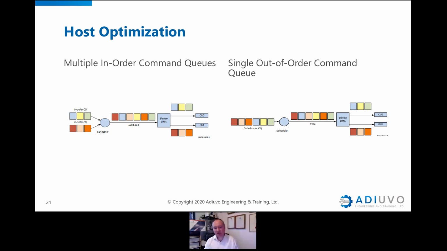Of course, the other thing we can do is look at the optimization of the host queues. We can have multiple in-order queues, or we can have single out-of-order queues, and we can feed them into the scheduler that way. That will help us determine how the commands are scheduled and run, to get the best out of our command queues.